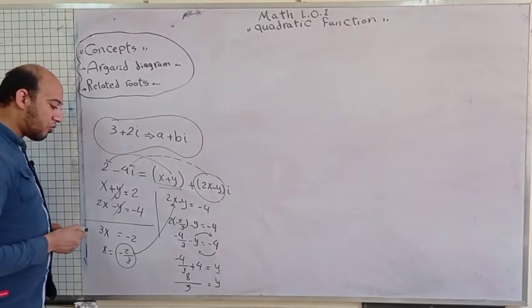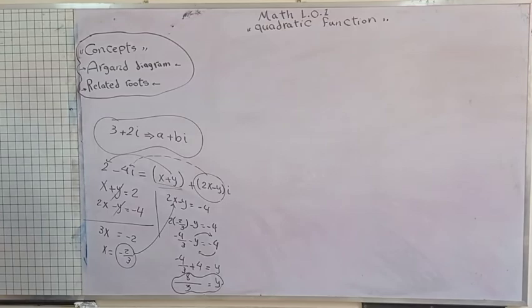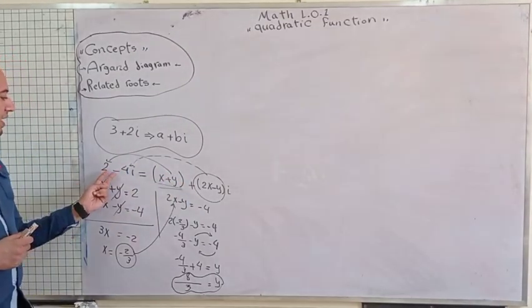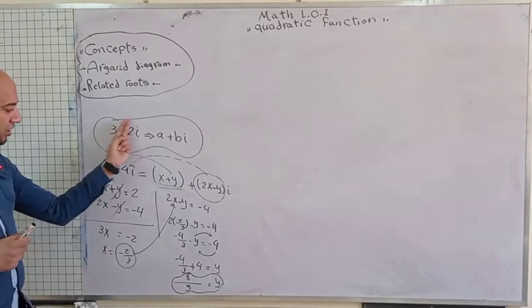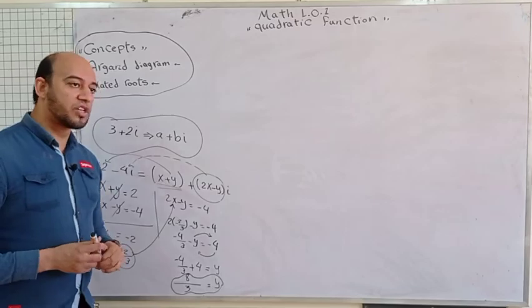Then we get the value of y and x from this equation. If 2 complex numbers are equal, then the real part must be equal the real part, and the imaginary part must be equal the imaginary part.